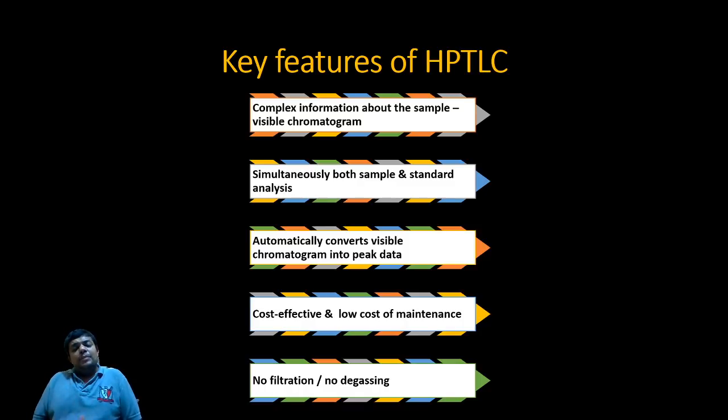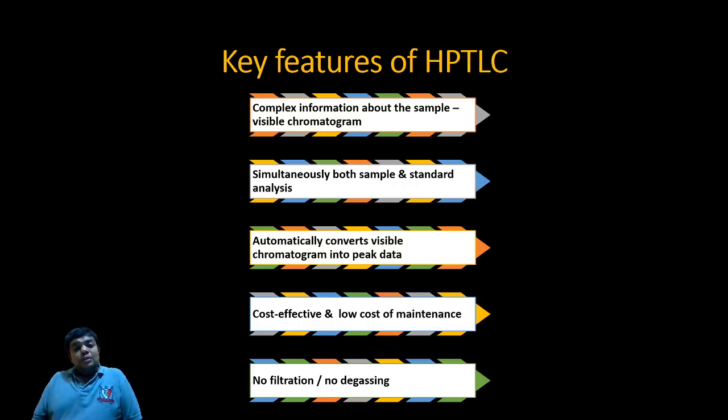A complex amount of information about a sample can be obtained in the form of a very good visible chromatogram. Sometimes in TLC, the spots are not visualized very well, even after destructive or non-destructive visualization practice. But in HPTLC, there will be a separate visualization machine connected to a PC that will visualize the sample. It gives the Rf for us. We do not have to take a pencil and calculate the Rf in HPTLC.